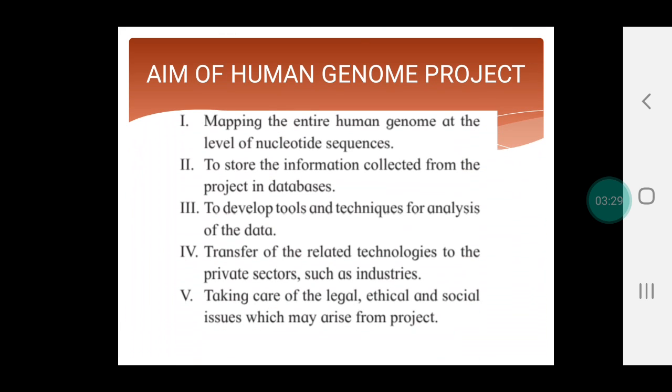The aim of this Human Genome Project is mapping the entire human genome at the level of nucleotide sequences, meaning how many nucleotides are present in the entire human genome. Then to store the information collected from the project in databases, then to develop tools and techniques for analysis of data. Then transfer of related technology to the private sector, such as industries. Then also taking care of the legal, ethical, and social issues which may arise from this project.